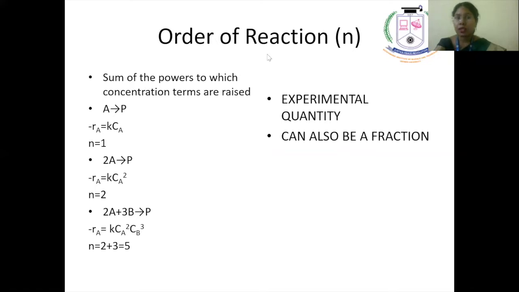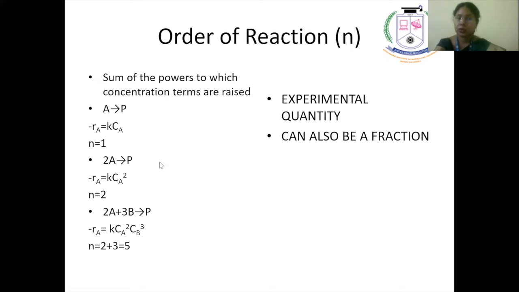The order of the reaction is defined as the sum of the powers to which the concentration terms are raised. When we consider the reaction A giving P, we can write the rate equation as minus rA is equal to k into CA. Here the sum of the power of CA is just 1. Actually, since it's one reactant, we can't call it a sum of the powers, but we can just consider the power of the reactant. When it becomes 2A giving P, here also since the reactant is one, the number of molecules is 2. Here you can take the power of the reactant alone, a single reactant.